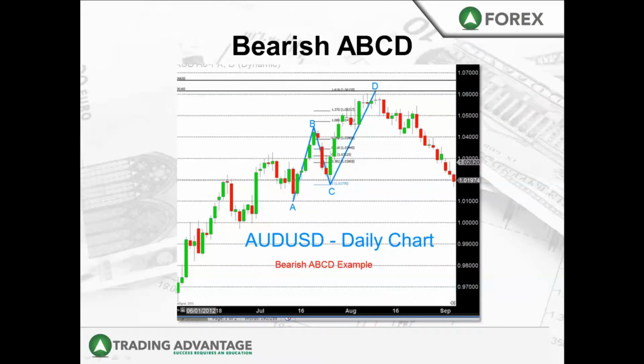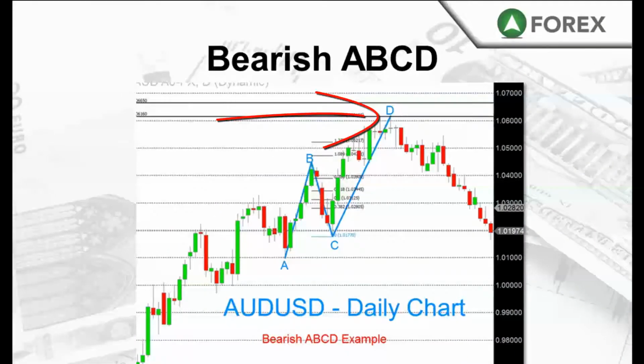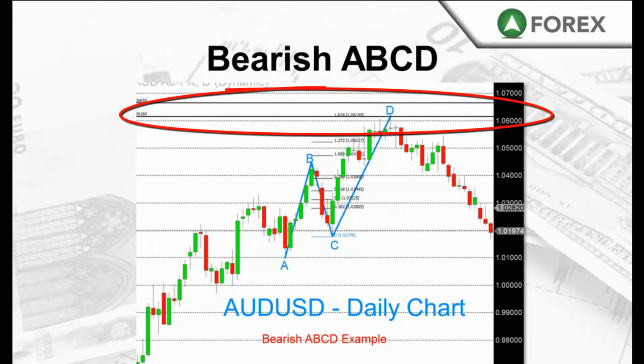Bearish ABCDs also work best with larger time periods. In this example, you'll notice that point D is also confirmed with the 161.8 expansion level of the B to C move. We also have added resistance from the 106 area, which is a key psychological level for Aussie dollar.